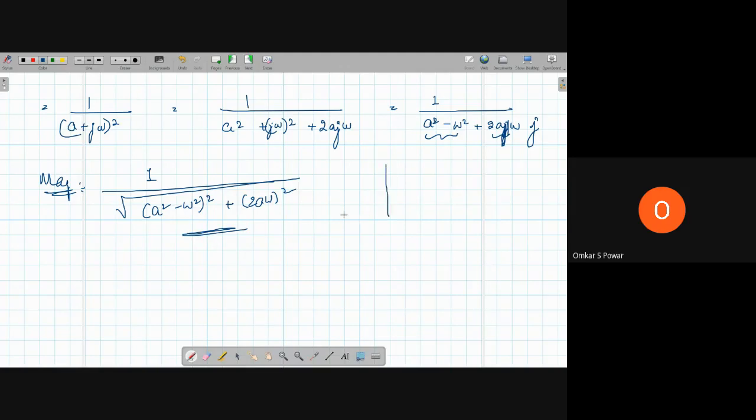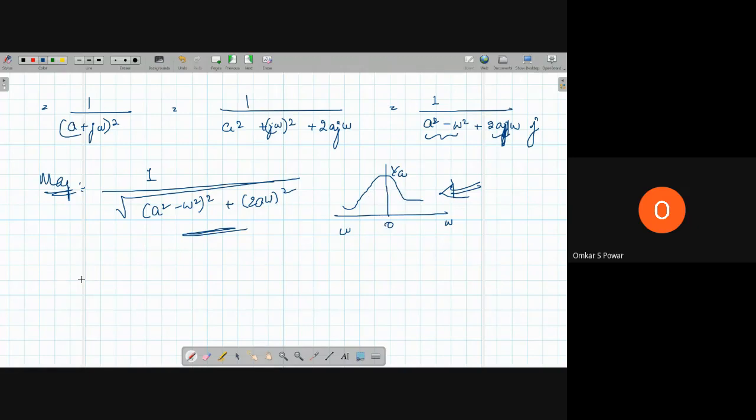So if you plot the magnitude spectra, it will be the same as that of e power minus at, which I have done. So for different values of ω, you have to plot from ω equal to 0 to ω. At 0 it will be 1 by a². So this you try by yourself for plotting for different values of ω.